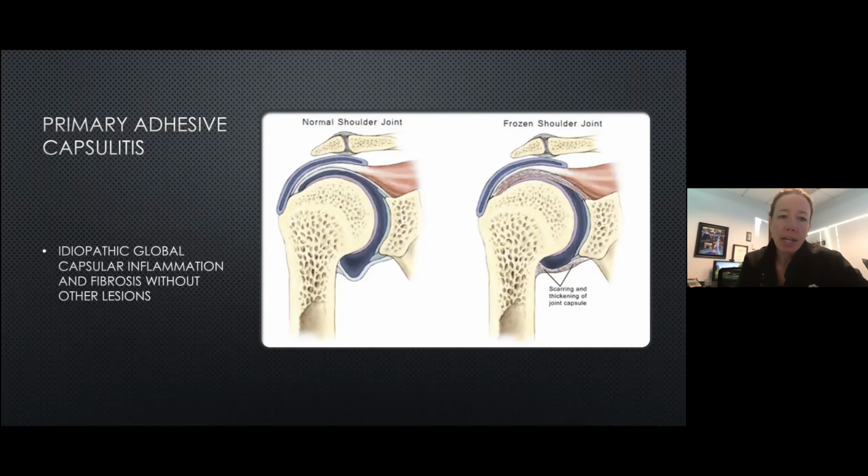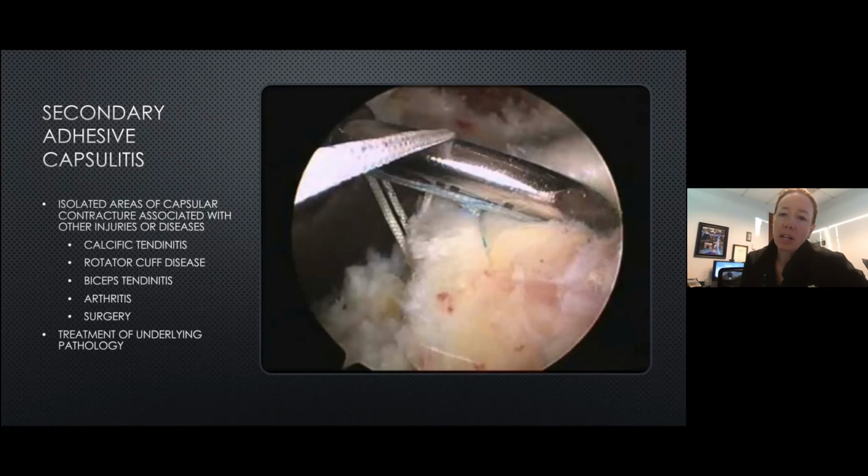But primary adhesive capsulitis, which is a little bit different, is idiopathic. We don't really understand what starts it, but it starts with inflammation of the capsule, followed by fibrosis, and there's really not another explanation or reason for why this is occurring. That'll be a more primary type of capsulitis. But secondary adhesive capsulitis, which probably as surgeons we may be a little bit more familiar with, is typically a result of something else.